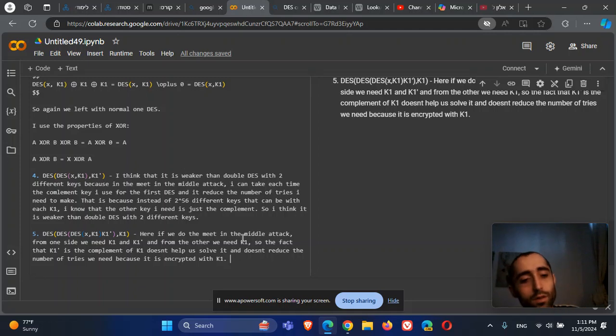I'm not sure that this is the best answer. I think it's not a good answer, but I think that because the meet in the middle attack from the left takes K1 and then K1 tag, and from the right K1, it doesn't help me. I cannot really do complement or something. So, because in the left there is K and K tag, and in the right I have K, so I'm just taking the key.